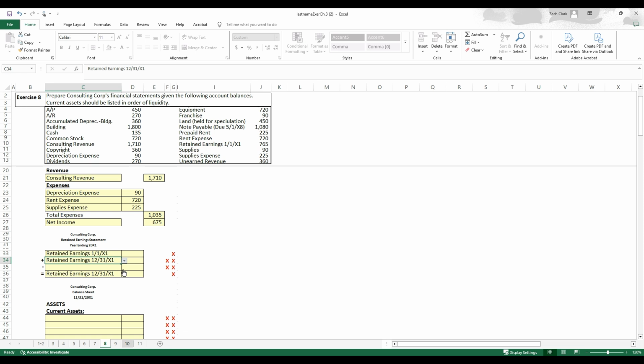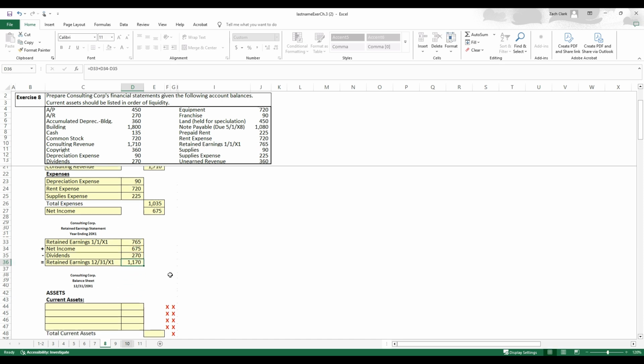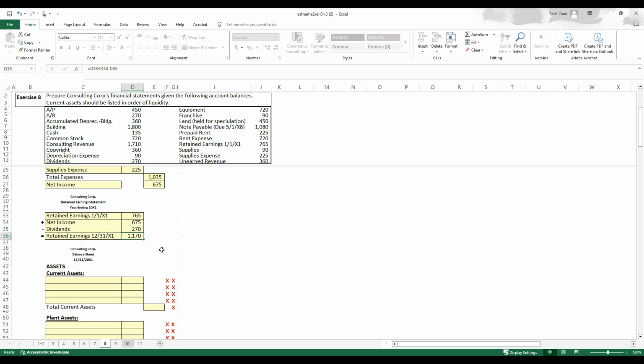This is going to be plus our net income from above. And our beginning balance of retained earnings was 765. And it looks like we probably had some dividends in here. Here we go. And that was 270. And so if we take beginning plus revenues minus expenses minus dividends, we end up with an ending retained earnings balance of that.